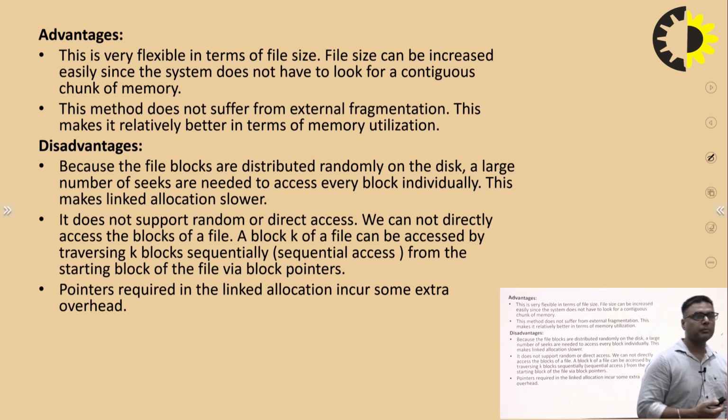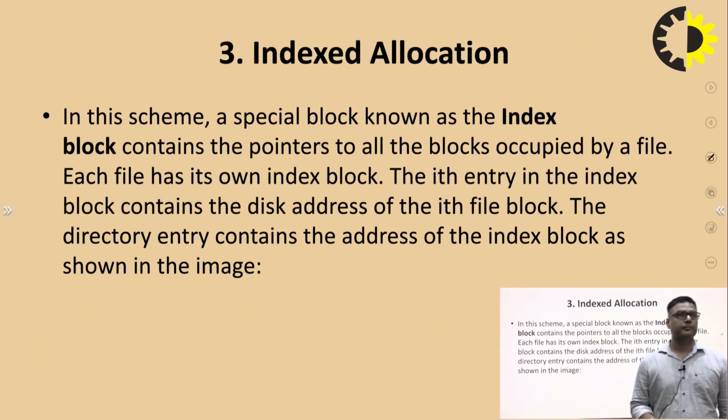It does not support random or direct access. We cannot directly access a block of a file. A block K of a file can be accessed by traversing K blocks sequentially from the starting block of the file via block pointers. Pointers require the link location, which incurs some extra overhead.